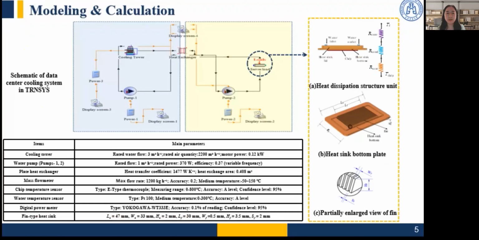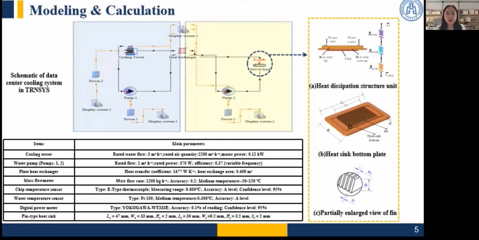Second part is the model and calculation. We use fan-topped water-cooled heatsinks to solve the heat dissipation of the chips in the server cabinet, and optimize the working condition parameters of the cooling system based on the cooling tower with a thermal power of 4.8 kilowatts, and analyze the energy consumption of the system under its operating condition.